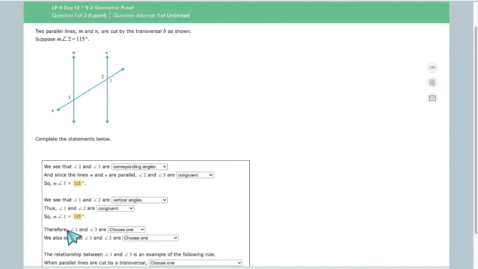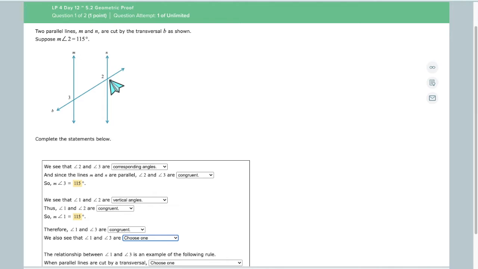Therefore, angle 1 and 3 are congruent, right? They're both 115 degrees. They both equal angle 2. So, because 3 is corresponding to angle 2 and 1 is vertical to angle 2, they're both the same size and shape as angle 2, which means that they're both congruent or equal to each other. So with these ones, we want to make sure that we categorize them correctly.